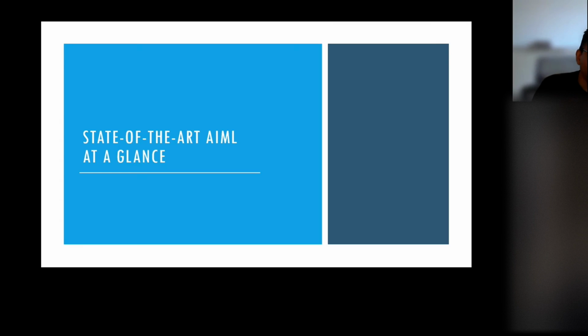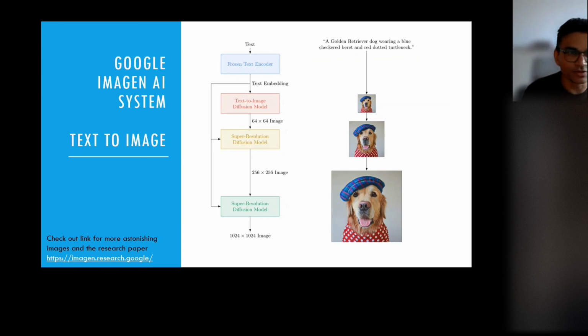So with that, I'm going to just give a quick glance at some of the state-of-the-art AI/ML. Hopefully we'll have some time for questions. So this one is called the Google Imagen AI system. So this is text to image. Just to showcase the type of cool things machine learning and especially deep neural networks can do, right?